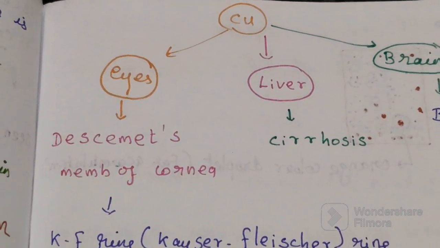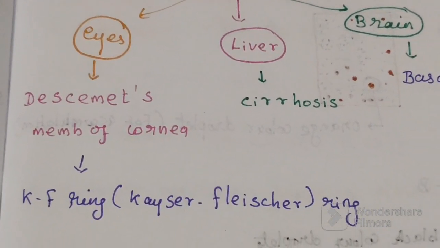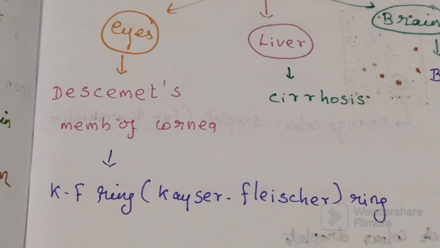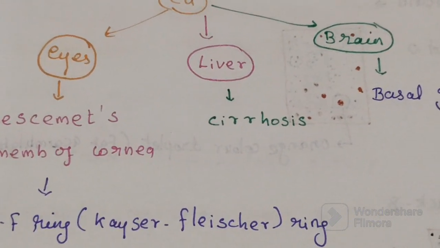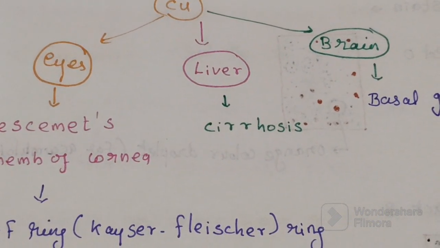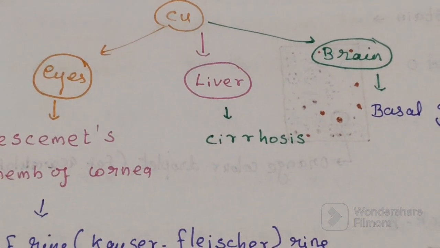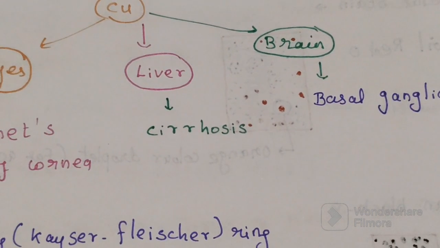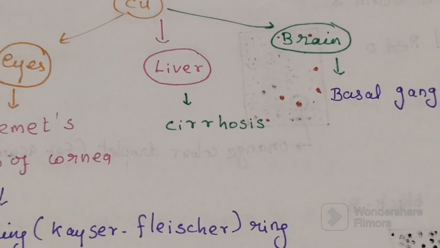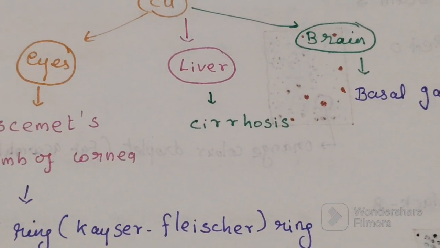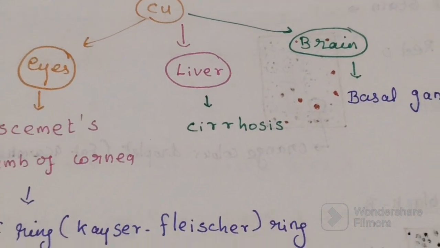In the eyes, it will be deposited in the Descemet membrane of the cornea. The special appearance is the KF ring. Second one is the liver, it causes cirrhosis. Third one is the brain. Which part of the brain? Basal ganglia. So it involves a triad, involvement of 3 organs.